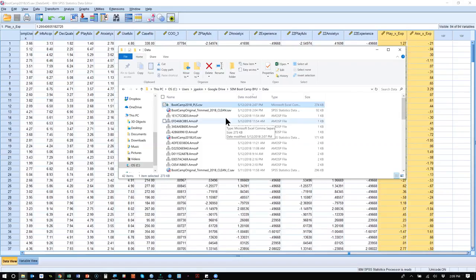The good thing is PLS can work on any platform. Right, it should work on Mac, yeah. Amos only works on Windows. Right, Amos only works on Windows.